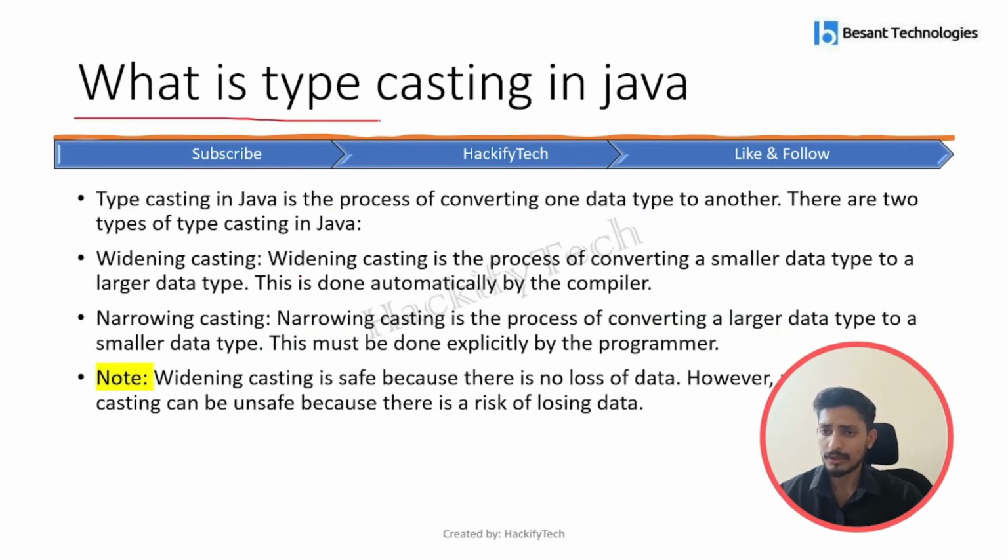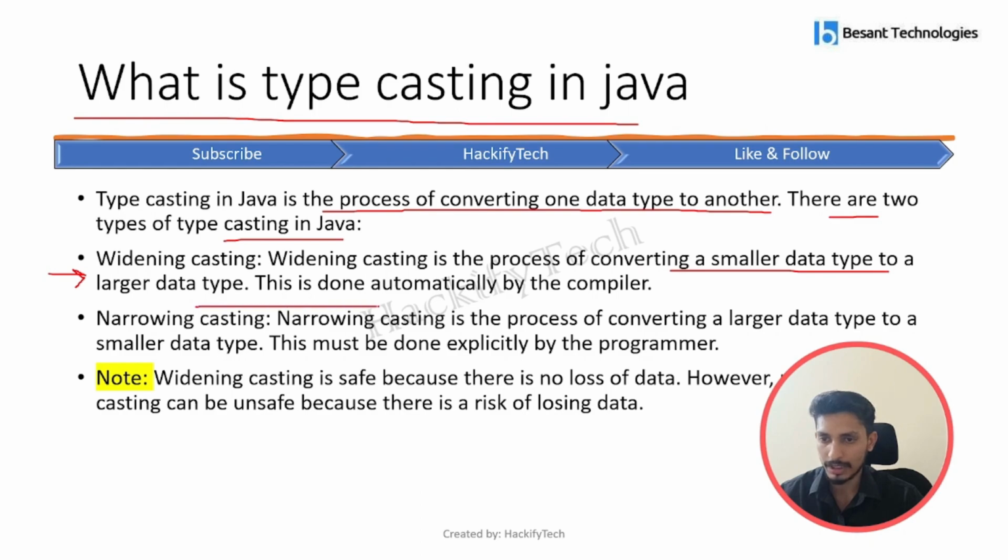Then we have something called typecasting. Typecasting in Java is nothing but a process of converting one data type to another data type. There are two types of typecasting available in Java. One is widening typecasting, which means the process of converting a smaller data type to a larger data type. Assume you have a smaller data type and you are converting it to a bigger data type, at that time we call it widening typecasting.